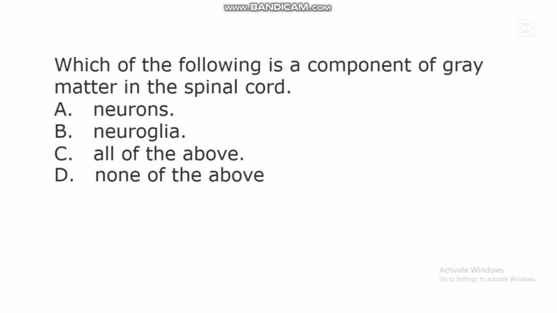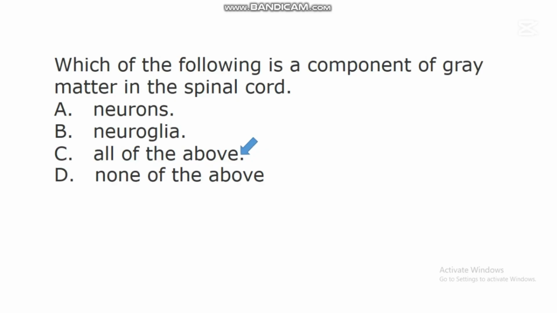The next question says, which of the following is a component of gray matter in the spinal cord? A. Neurons. B. Neuroglia. C. All of the above. D. None of the above. In this question, the correct answer is C.